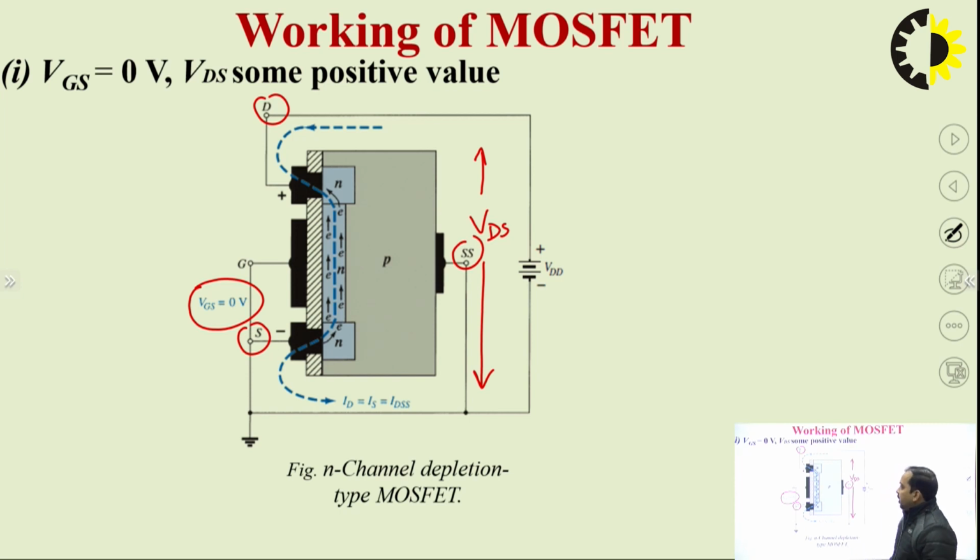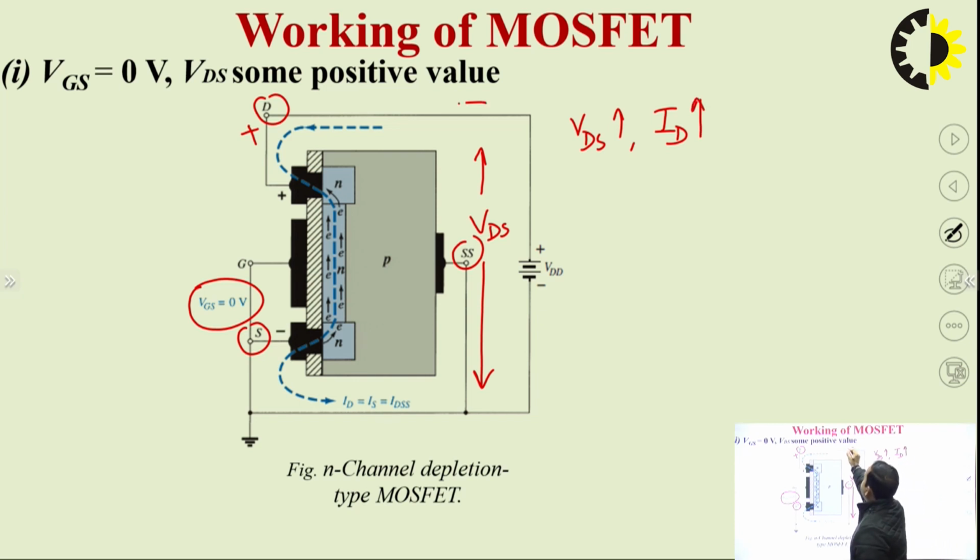Now we will see what happens if the gate to source voltage is 0 and we increase the value of VDS. As VDS increases, the drain terminal becomes more positive with respect to the source. So this drain terminal will attract more electrons from the channel. As a result, more electrons are attracted towards the drain side, and we can say that ID increases. This is the direction of current ID.